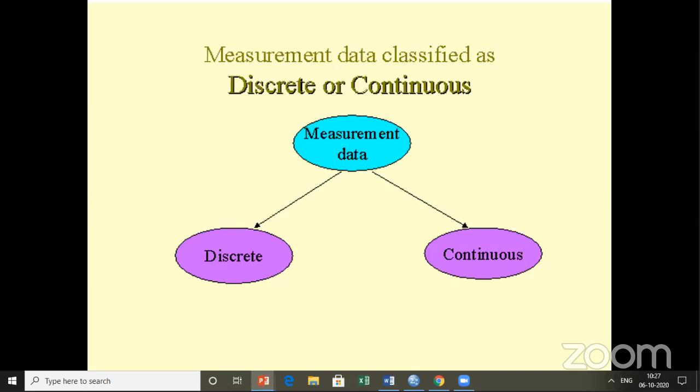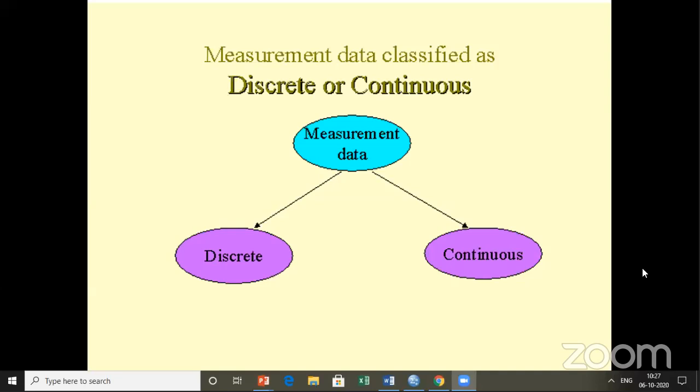Anyone? Please unmute and answer. Do you know what is discrete data? What is continuous data? You have seen it. Yes. What is discrete data? What is continuous data? See here, discrete data is zero.